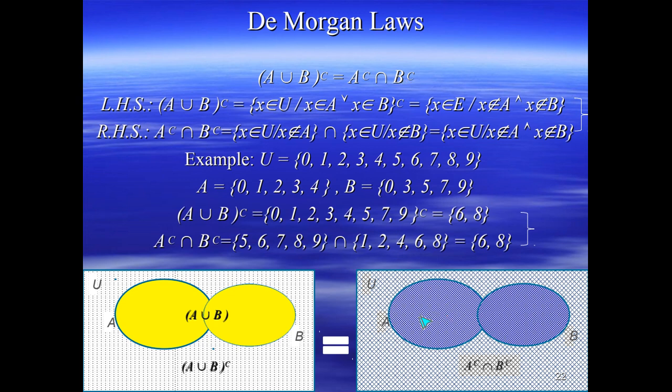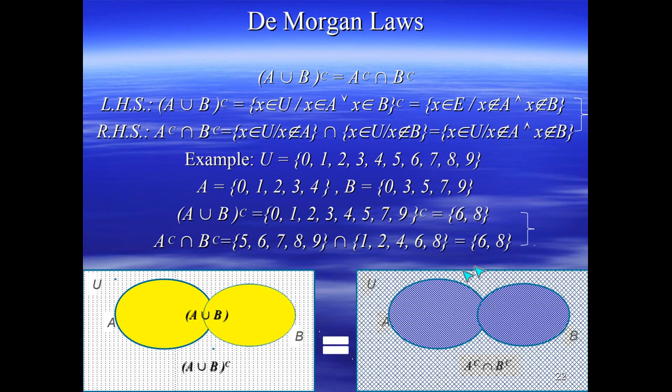Here it is more visible. A complement is, A is this blue one, and if you can note it, it has lines from upper left to lower right. And B is lower left to upper right. So B complement would be upper left to lower right lines, or everything outside B. And everything outside A is the upper right to lower left lines. So A complement is everything outside A. B complement is everything outside B, but inside the universal set.